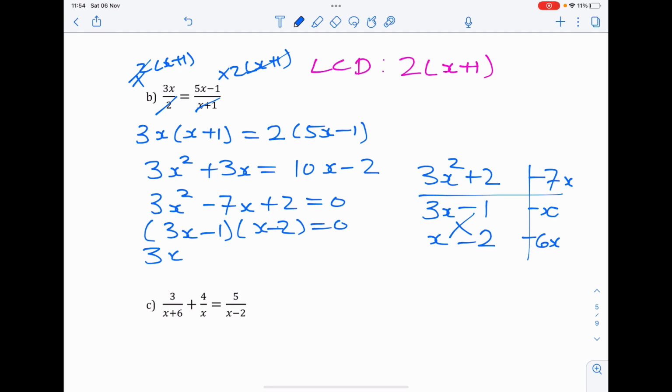Therefore, 3x is equal to 1, so x is equal to a third. That's your one solution. Your other solution, x minus 2 equals 0, x is equal to 2.